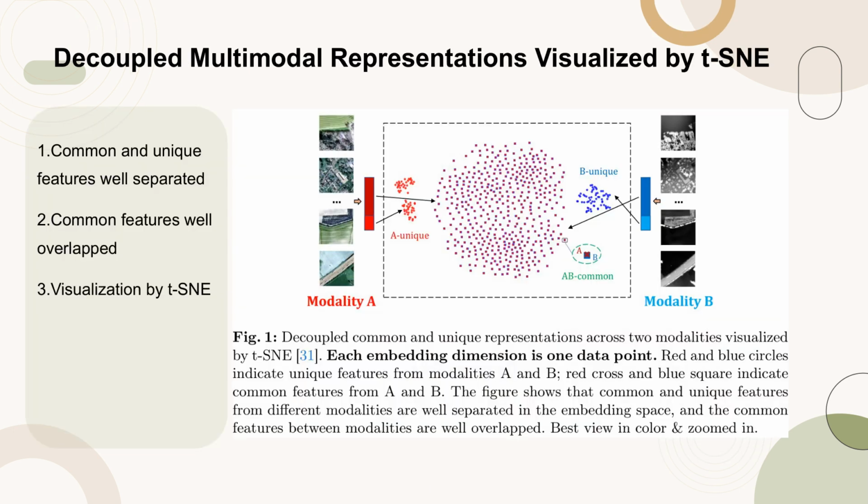Figure 1 illustrates the separation of common and unique representations across two modalities using t-SNE visualization. Each data point represents an embedding dimension. Red and blue circles denote unique features from modalities A and B, respectively, while red crosses and blue squares represent common features. The visualization clearly shows that common and unique features are distinctly separated in the embedding space, with common features being well overlapped between the two modalities. This separation and overlap are crucial for understanding the complementary information each modality provides. The figure is best viewed in color and zoomed in for detailed analysis.